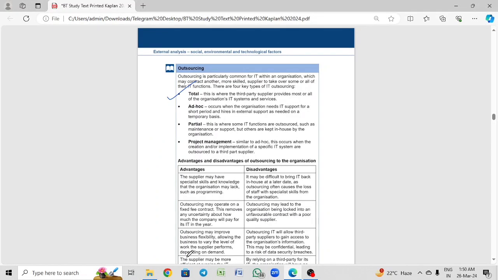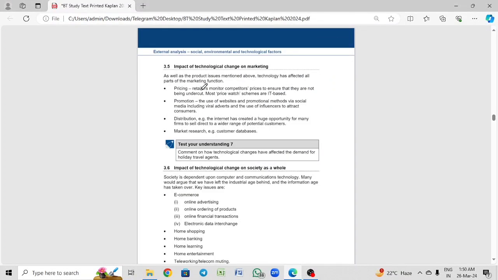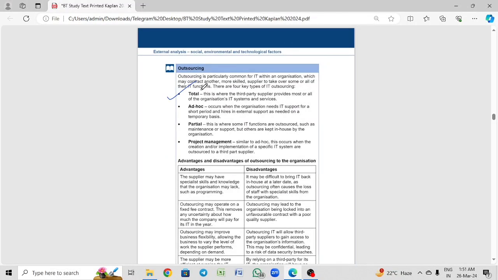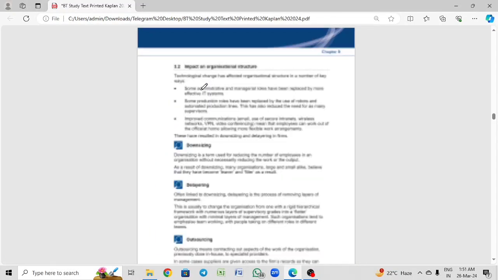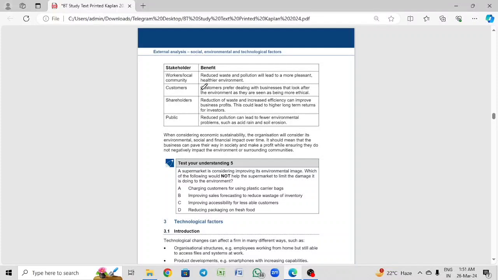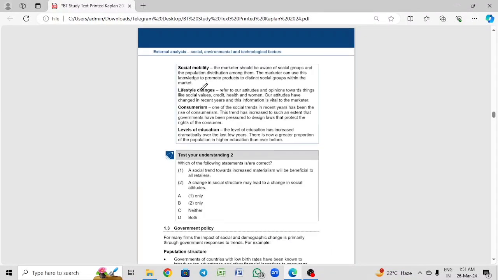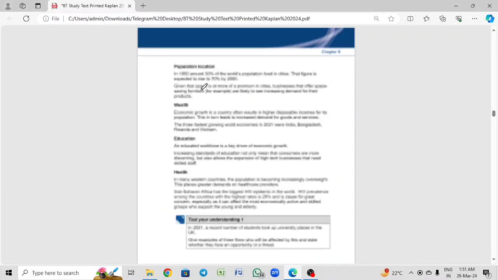The advantages and disadvantages of outsourcing and the types of outsourcing are important. Also important is how different changes affect the different operations of the business. Concept clarity is important in these types of chapters. So let's quickly look at the test to understandings.